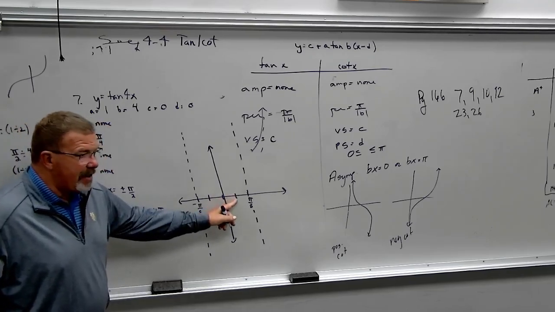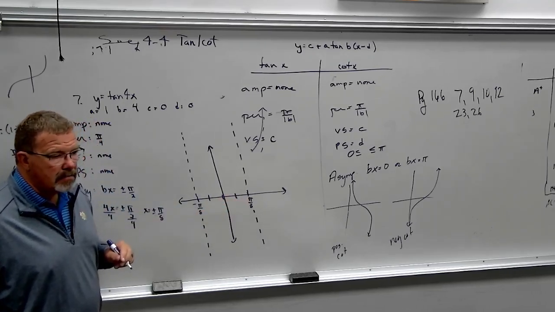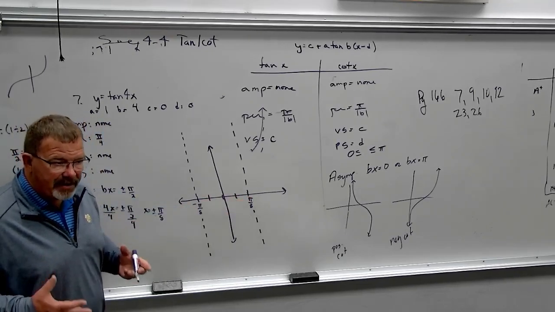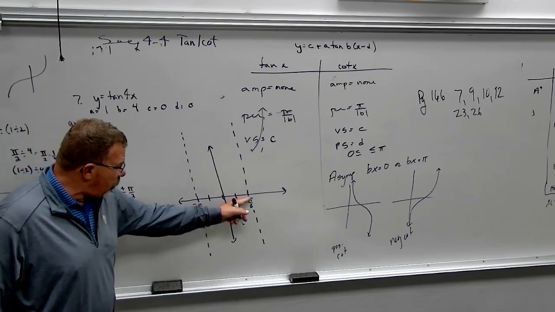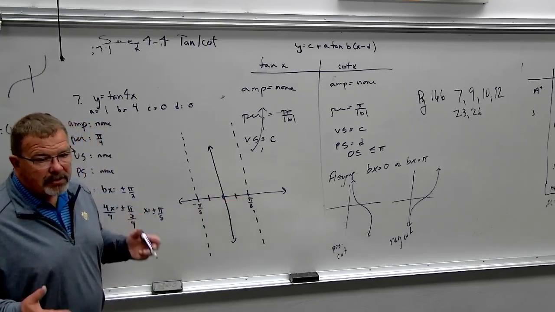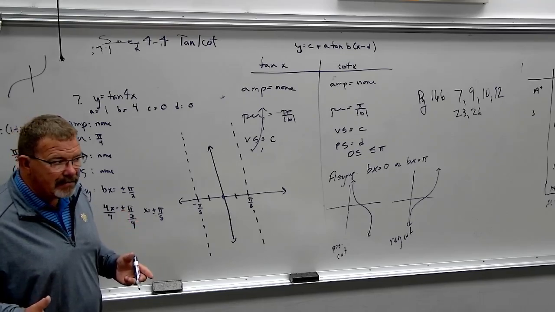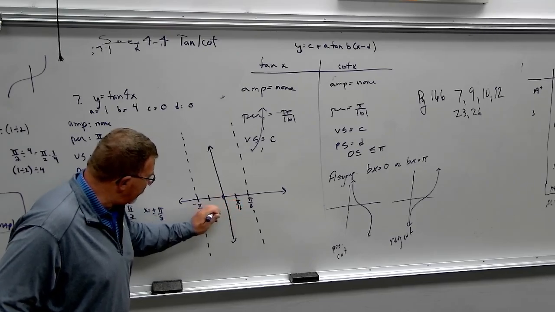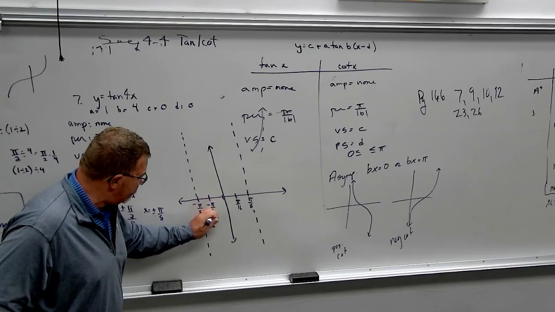Now, how can I calculate this? What's this compared to that? This is what in terms of distance? It's half the distance, right? This is just 1/2 of that. Well, what's 1/2 times pi over 8? Pi over 16. And then this is negative pi over 16.